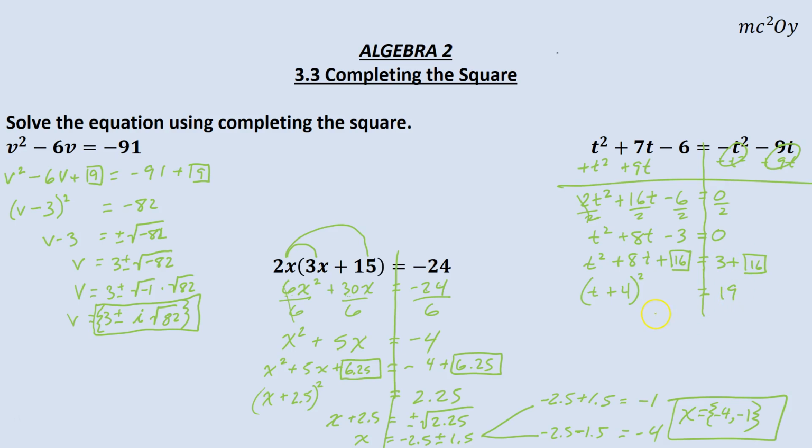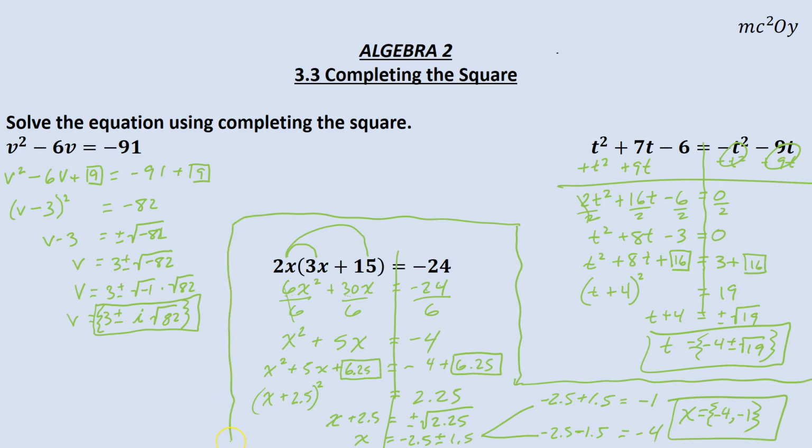All right, so we'll take the root: t plus 4 is equal to plus or minus root 19. Subtract 4, so t is equal to negative 4 plus or minus root 19. And that is our solution. All right, we'll kind of separate these out here. Okay, well, there we go.